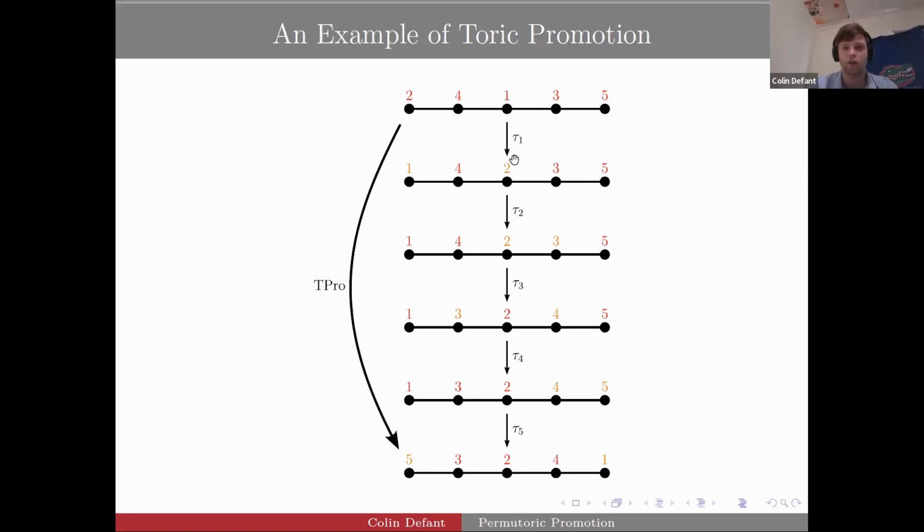So I first do tau 1, so that says look at 1 and 2. They're on non-adjacent vertices, so I swap them. Then I do tau 2, so I look at 2 and 3. They're on adjacent vertices, so I do nothing. Then I do tau 3, which says look at 3 and 4. They're on non-adjacent vertices, so I swap them. Then I do tau 4, which says look at 4 and 5. They're on adjacent vertices, so I do nothing. And then I do tau 5, which says look at 5 and 1. They're on non-adjacent vertices, so I swap them. And so this entire process is one application of toric promotion.